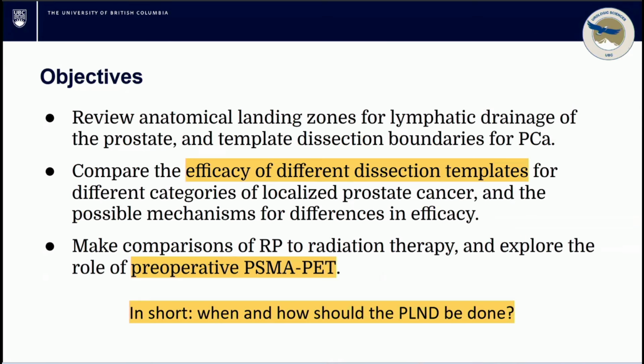Now, my first objective, geared mainly towards juniors, is to review some of the general justifications and conventional risks for lymph node dissection in prostate cancer, to go over the anatomical landing zones for lymphatic drainage of the prostate, and to describe the conventional template dissection boundaries for prostate cancer.